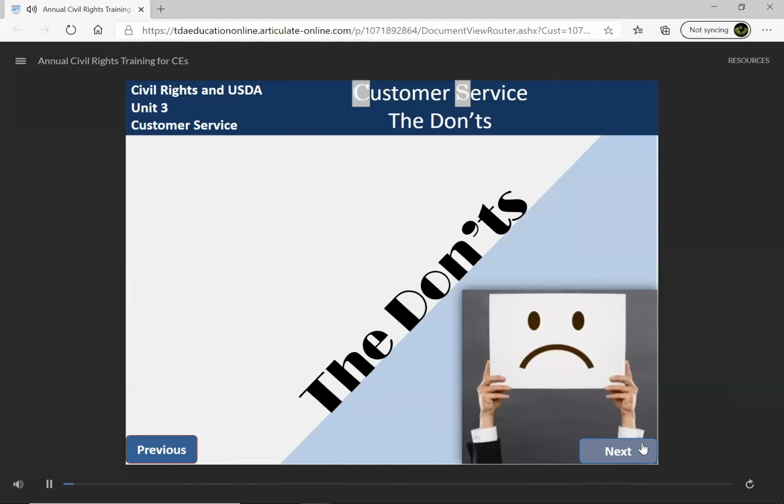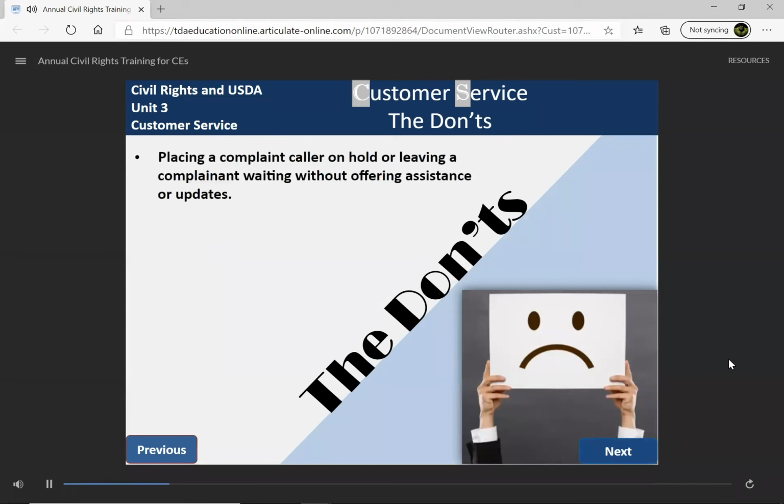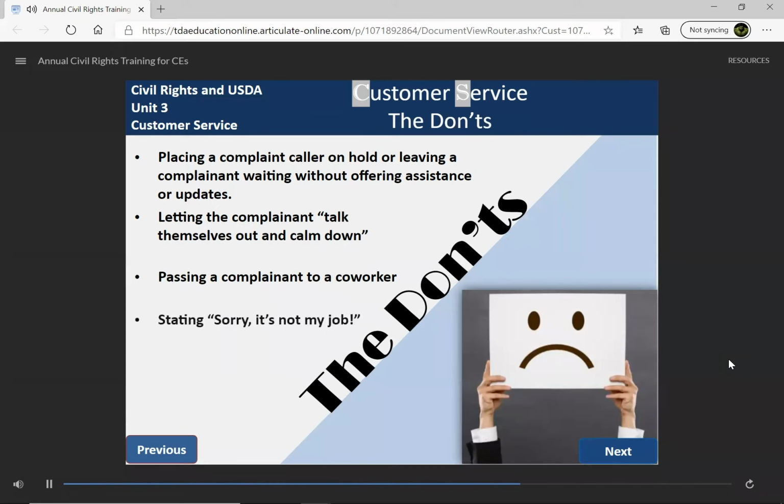Next. No matter what happens, when providing excellent customer service, it is best to avoid the following. Placing a complaint caller on hold or leaving a complainant waiting without offering assistance or updates. Totally ignoring a complainant while they talk themselves out and calm down. Hastily or unnecessarily passing a complainant to a coworker. If at all possible, actively listen to the customer and assist with their concern or issue. Only pass the customer to someone else when you have exhausted all available resources at your disposal. Lastly, stating to the complainant, "Sorry, it's not my job."